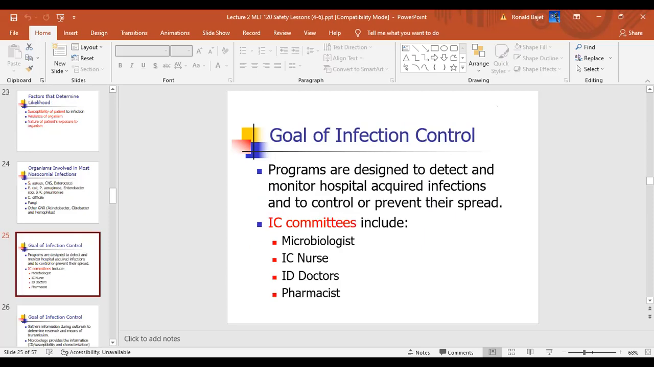Goal of infection control: designed to detect and monitor hospital-acquired infections, and that's why hospitals have what's called an infection control committee. The infection control committee includes a microbiologist, that's usually the supervisor of the microbiology department, an infection control nurse, infectious disease doctors, and pharmacists. So, the infection control committee.